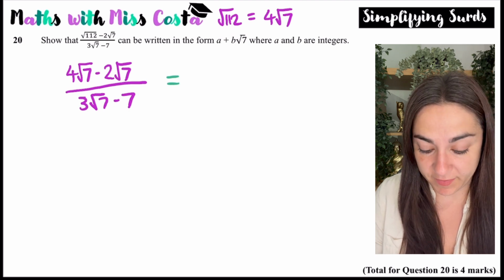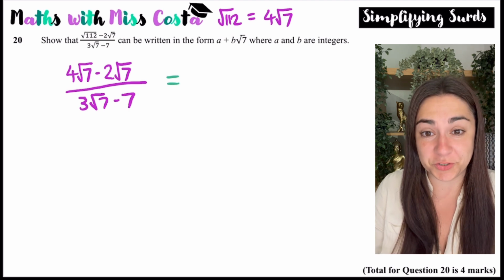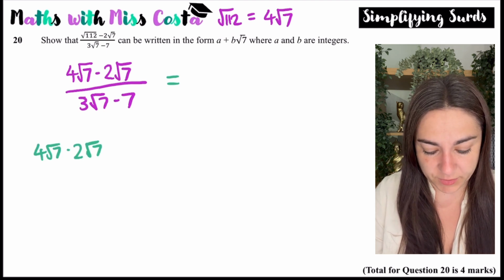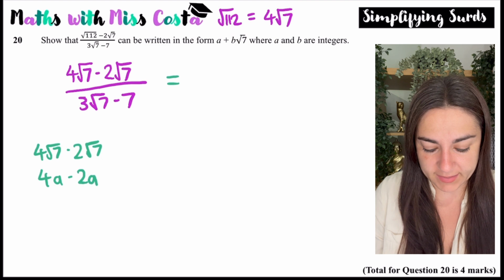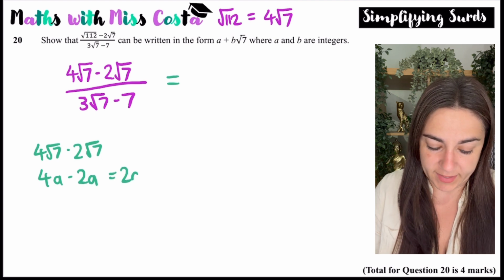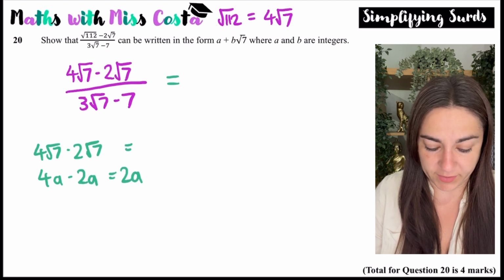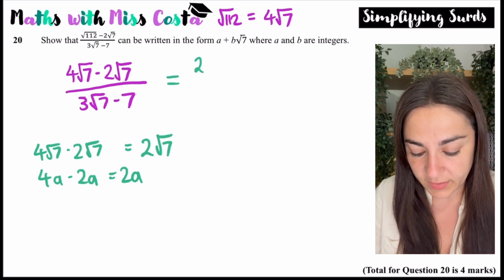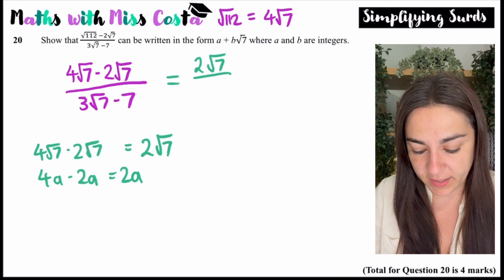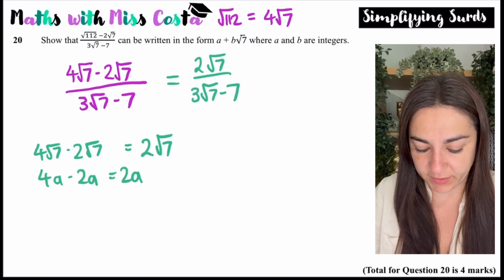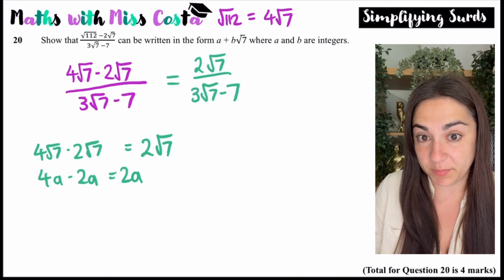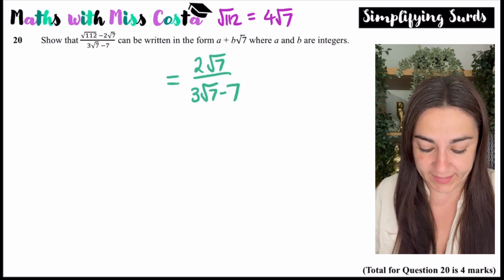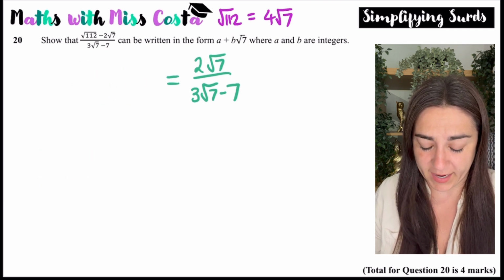So I could simplify this. Remember, when you're simplifying surds, you can treat it like algebra. So for instance, 4 root 7 take 2 root 7 is the same as saying 4a take 2a. So 4a take 2a would give me 2a. So 4 root 7 take 2 root 7 is going to give me 2 lots of root 7. So the numerator would be 2 root 7 and the denominator would remain as 3 root 7 take away 7. So I've simplified my surd to make my life a lot easier. I would always start by simplifying what you can.